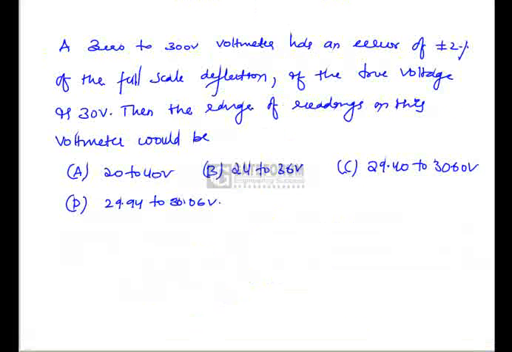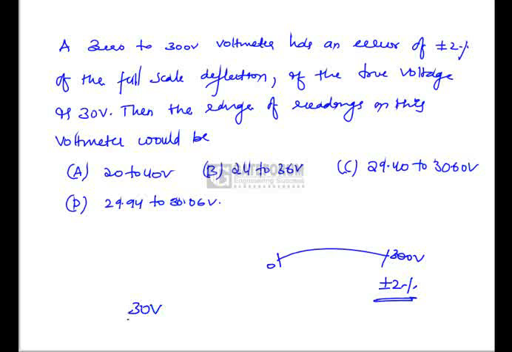A 0 to 300 volts voltmeter. Okay, he has given a voltmeter that starts from 0 and full scale deflection is 300 volts. It is having an error of 2% on full scale deflection. If the true voltage is 30 volts, that means the meter is measuring 30 volts. So what would be the range of this voltmeter?